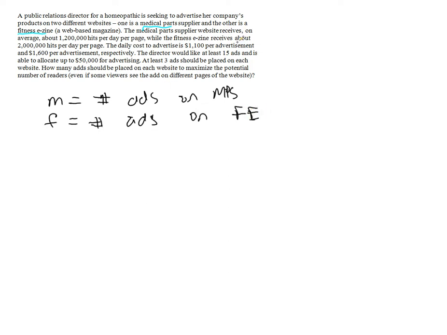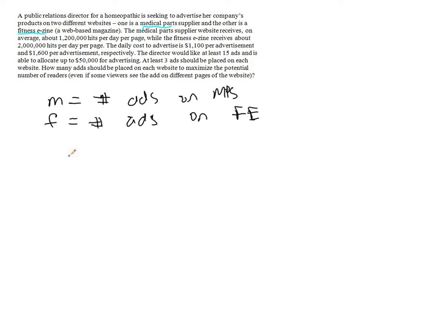And we're given a few constraints here. We know how many hits they receive, which is not really a constraint right now, but we know that the daily cost to advertise is $1,100 per advertisement and $1,600 per advertisement respectively for the medical parts and the fitness. The director would like at least 15 ads and is able to allocate up to $50,000 for advertising.